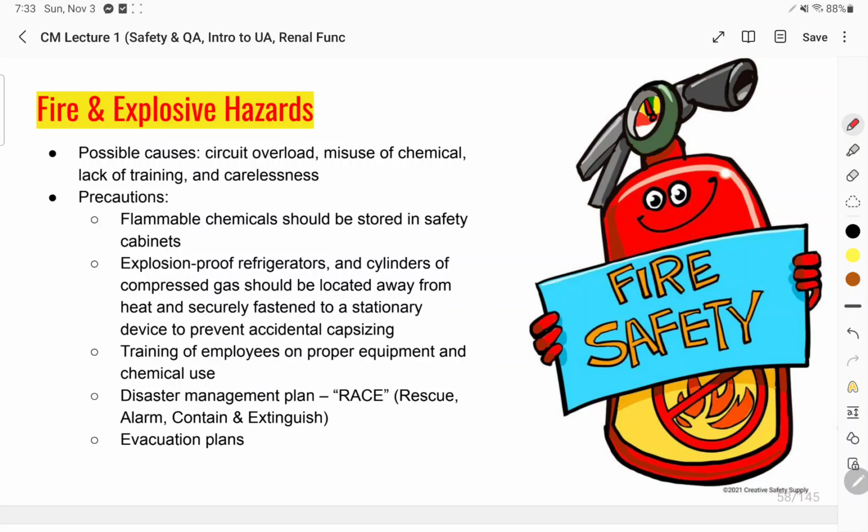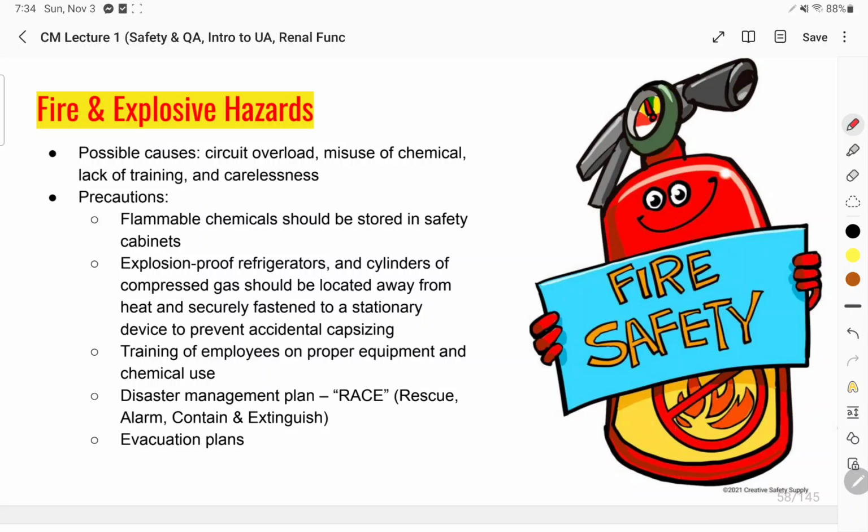And explosion-proof refrigerators and cylinders of compressed gas should be located away from the heat. As I told you, anything like that, keep them away from heat and sun. Okay? And they should be securely fastened to prevent them from toppling over. Okay, so they don't capsize, so they don't fall. Because if they fall, that's bad. No? What else?